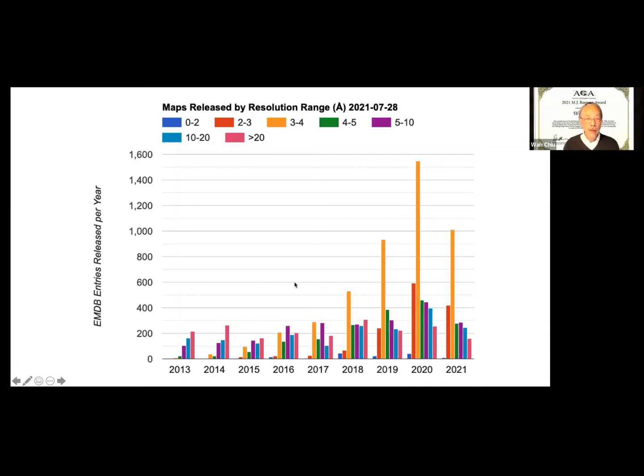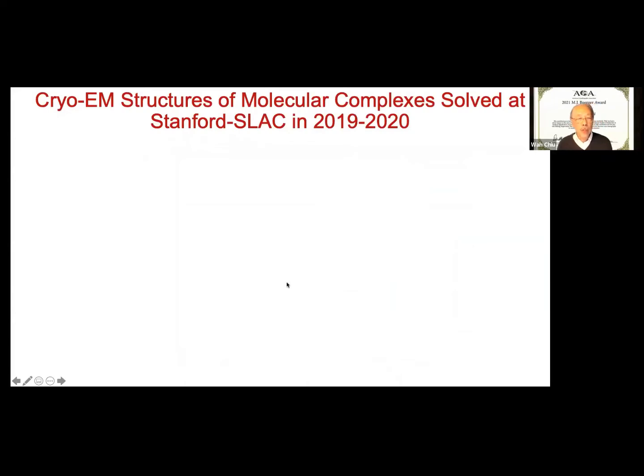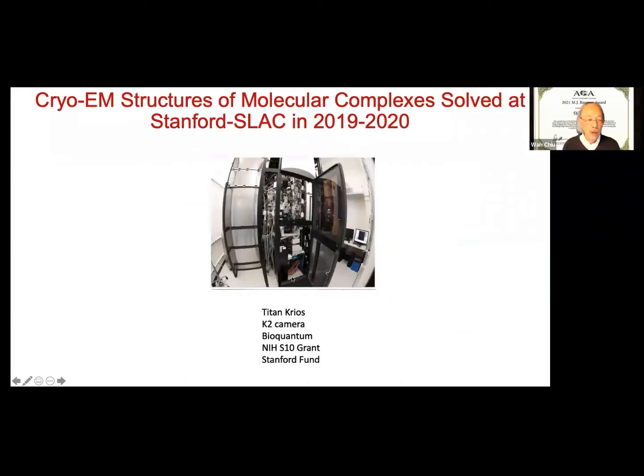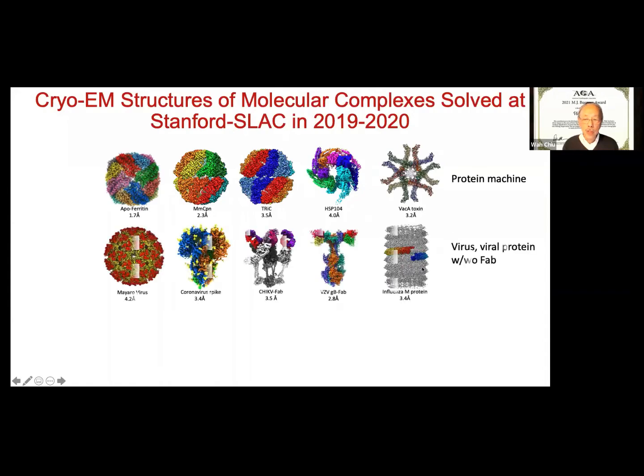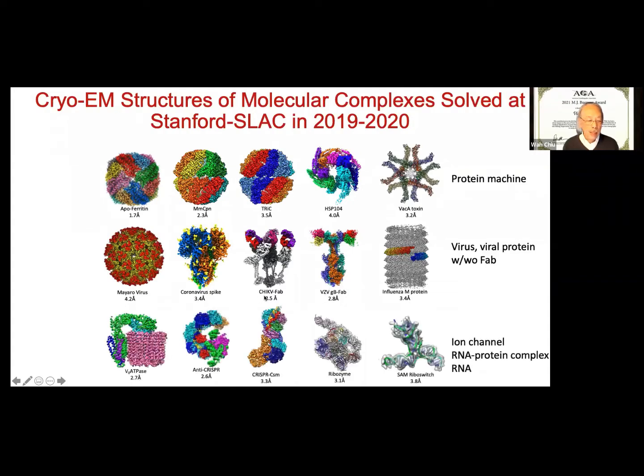About 3 years ago, I set up my first Cryo Titan microscope with a K2 camera and an energy filter. It was made possible by a shared instrumentation grant from NIH with matching funds from Stanford. With this one instrument, we were able to solve 15 structures in a year and a half. Some are protein machines, some are viruses and viral proteins with antibody complexes, and some are membrane proteins, RNA protein complexes, and RNA. In the next few minutes, I'm going to select 3 examples to demonstrate what information we can retrieve.